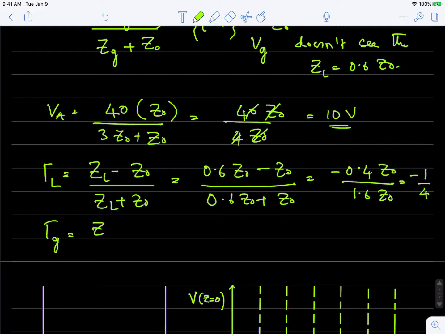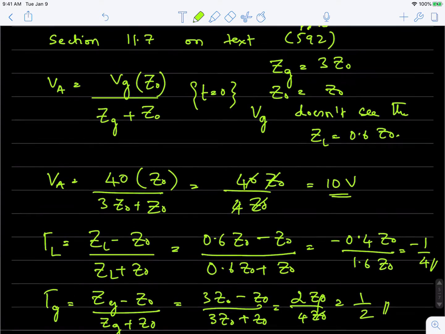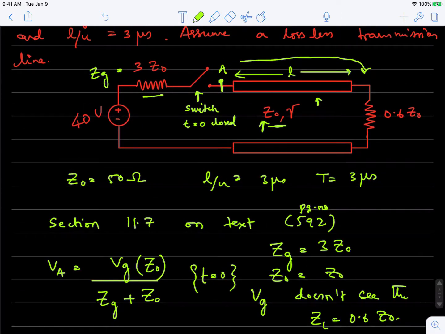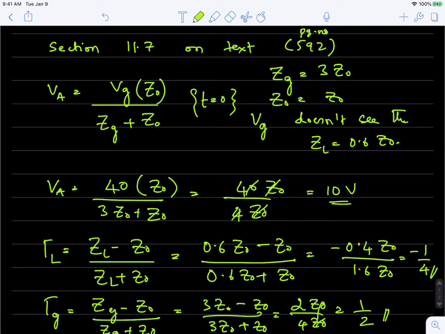So gamma G is equal to Zg minus Z naught divided by Zg plus Z naught. That is 3Z naught minus Z naught divided by 3Z naught plus Z naught, which is 2Z naught divided by 4Z naught, that is equal to 1 by 2. So let's say a signal of 10 volts travels from here to here. A negative 1/4 of that signal gets reflected back, because that is what the load side reflection coefficient says.